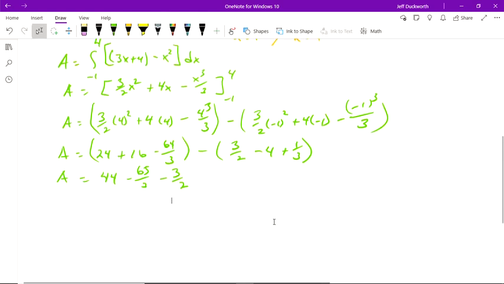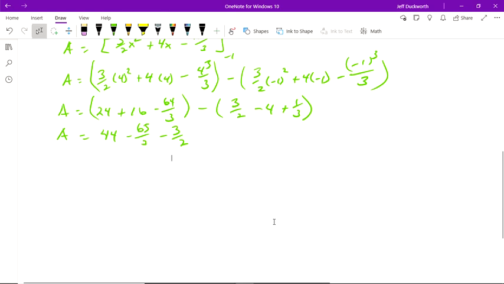So our common denominator is going to be 6. Let's change everything to 6. So that gives us 264 over 6 minus 130 over 6 minus 9 over 6. For things like that, instead of doing the multiplication in your head or scratching it out, if you want to use a calculator for simple arithmetic, you can do that.